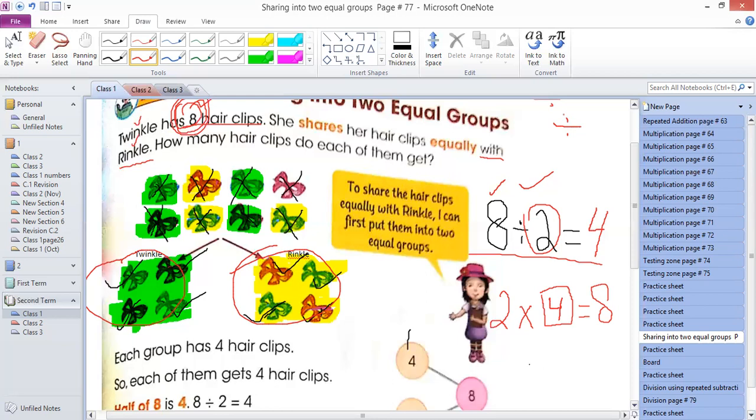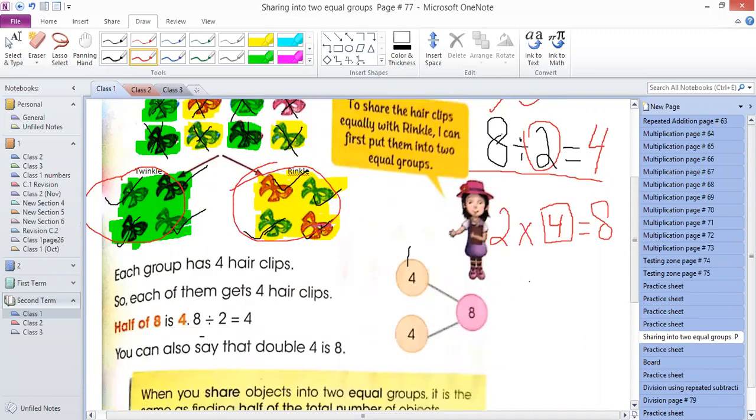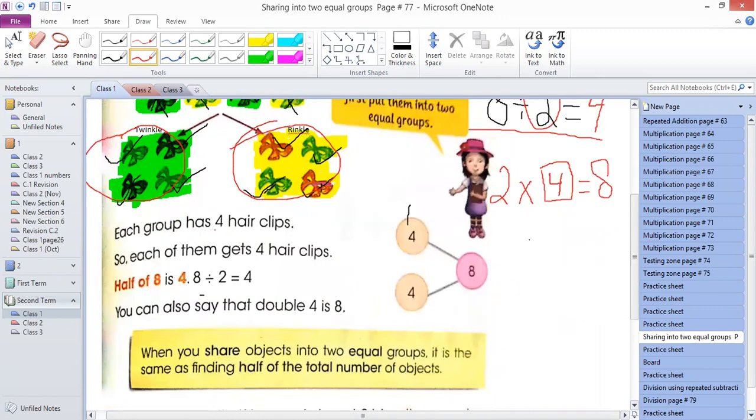This you can check with the help of multiplication. For multiplication, you should know which table you should check. For this, you should look at in how many equal groups, or in how many kids, you are dividing. You are dividing into 2 groups, so you will check the table of 2. 2 how many times will give you 8? 4 times. That's why 8 divided by 2 is 4. So each group has 4 hair clips.